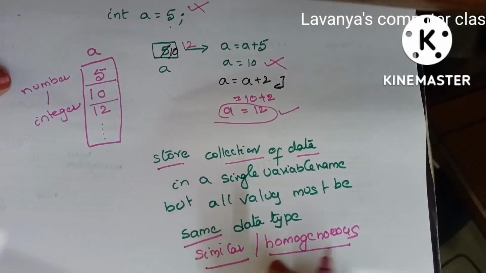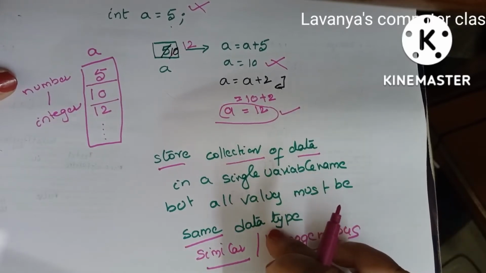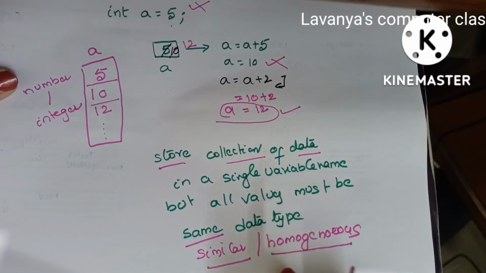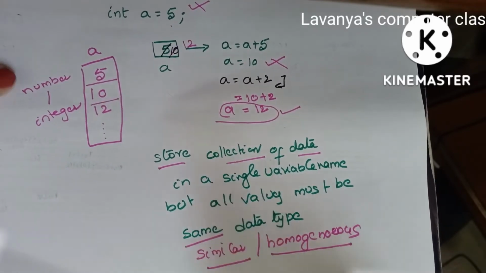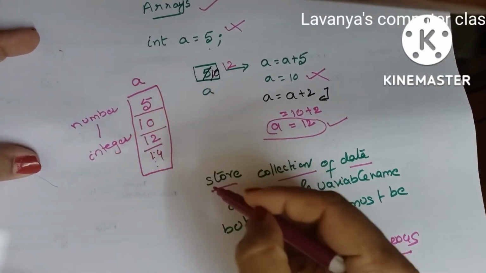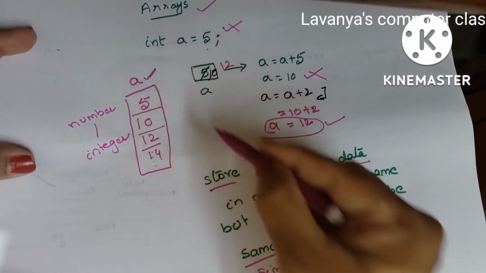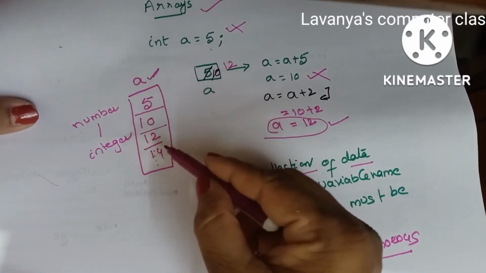So the definition of an array is that arrays store a group of values in a single variable name. The only thing you have to remember is that all values must be similar data type, same data type or homogeneous data type. See here I use 4 values, but all 4 values are stored in a single variable, that is a, and all are integer data type.